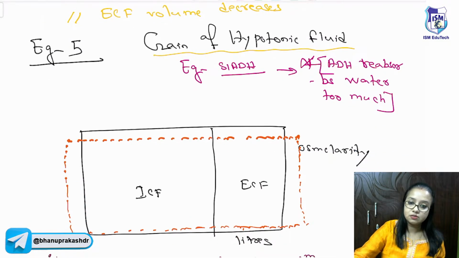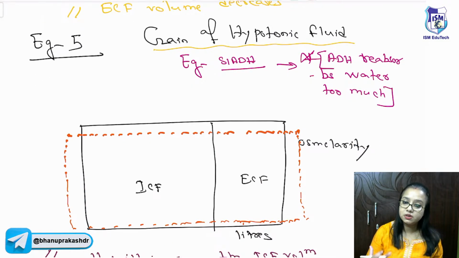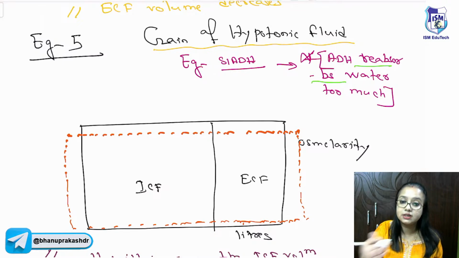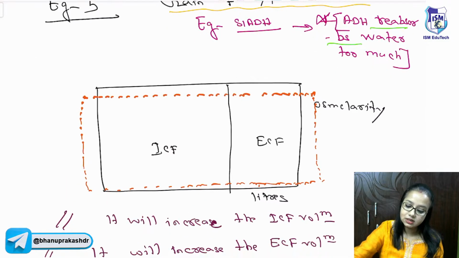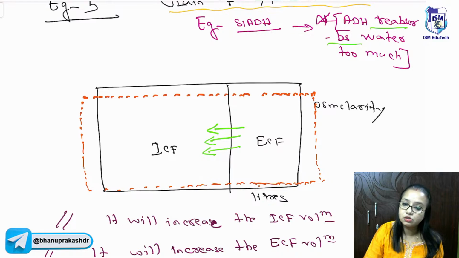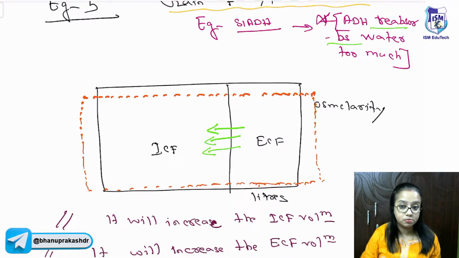The fifth condition is the gain of hypotonic fluid. There are conditions when the ADH hormone starts behaving abnormally, when it does not function properly, it is less or it is more. When the ADH hormone, which is important for reabsorption of water, is overfunctioning, it is reabsorbing too much water, then at once there is volume expansion in the ECF. Now this too much water from the ECF migrates to the ICF, and the volume of the ICF also increases. It is gaining too much water, but not minerals.